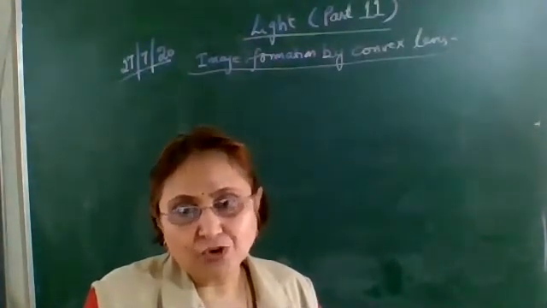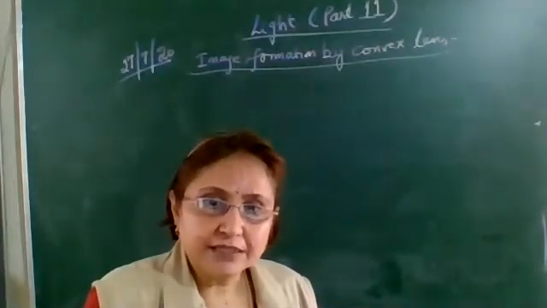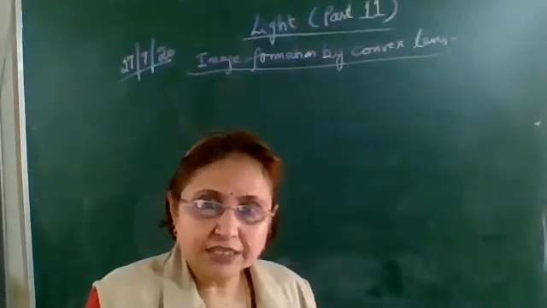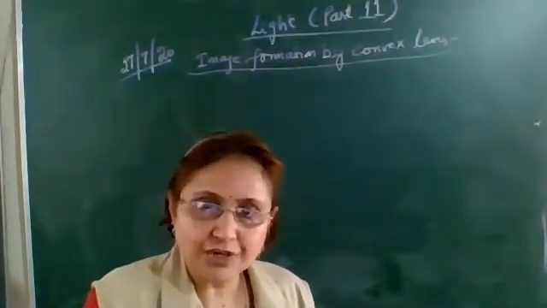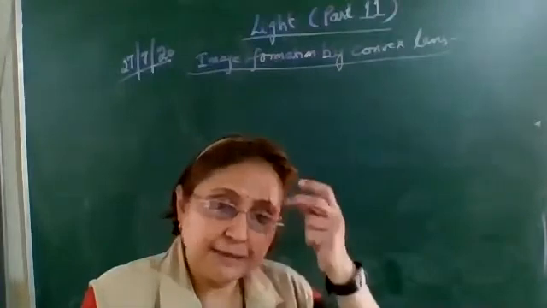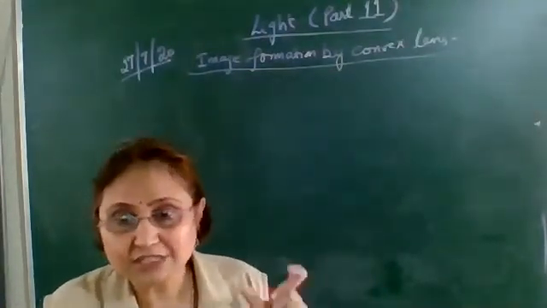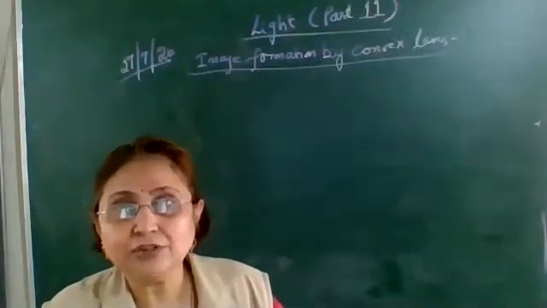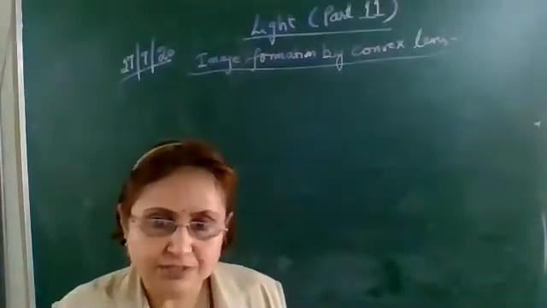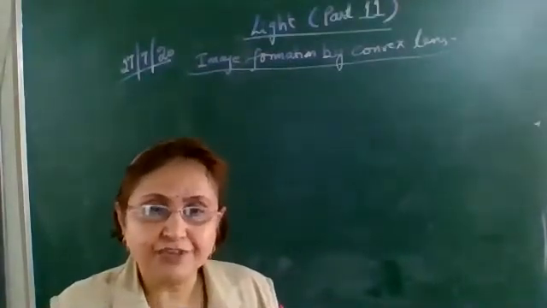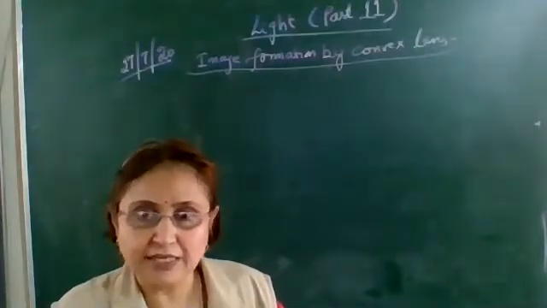Then principal focus. A parallel beam of incident light after refraction either actually meets at a point on the principal axis in case of a convex lens, whereas it appears to diverge from a point in case of a concave lens. That point which is lying on the principal axis is called the principal focus. The distance between optical center and the principal focus we call the focal length.